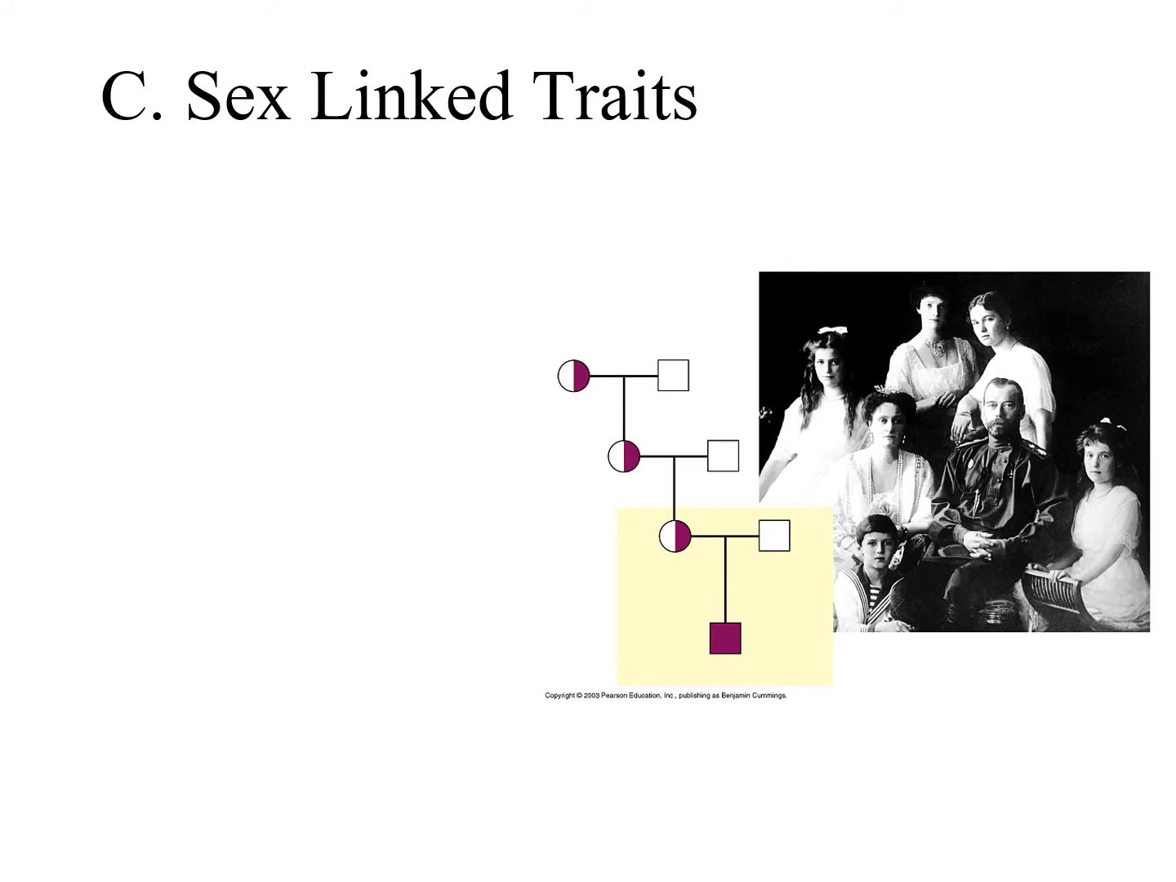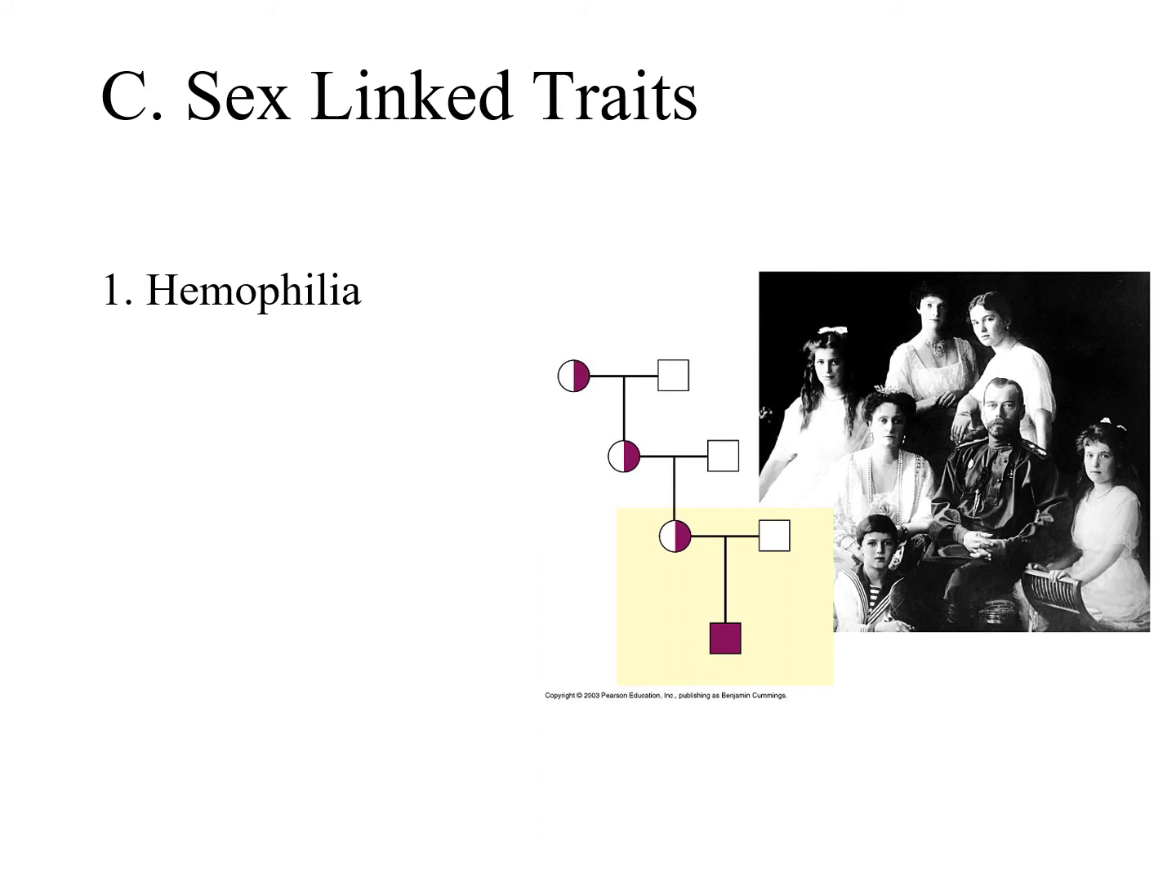This is a pretty famous family portrait. This is Nicholas, the last Tsar of Russia, and his wife Maria, who was the granddaughter of Queen Victoria. And the pedigree we see here indicates that their son inherited a disease called hemophilia. Hemophilia is a disease that is recessive, and it results in the inability of your blood to clot. So what might be a minor injury can become a life-threatening condition.